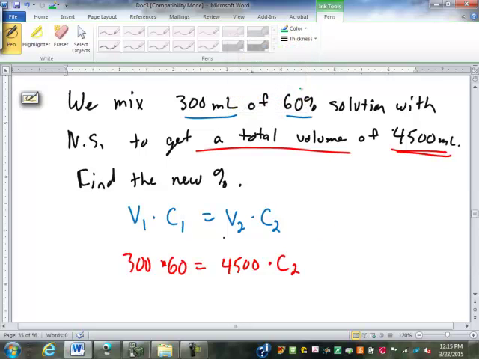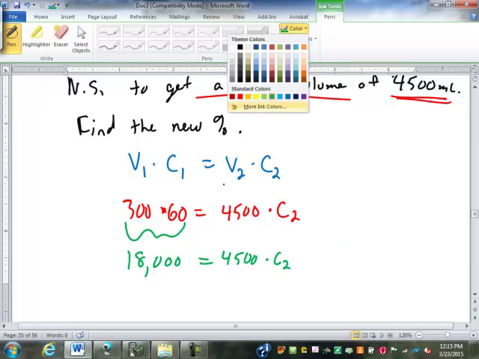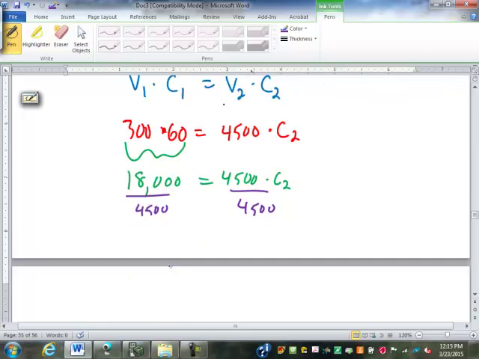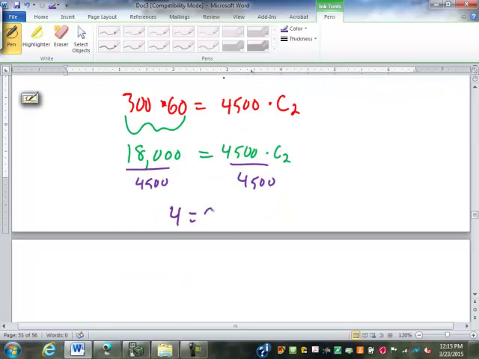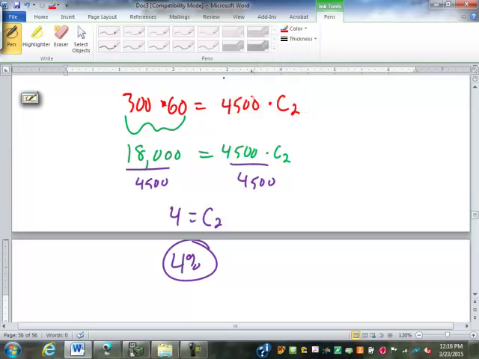So to solve, 300 times 60 is 18,000 equals 4,500 times C2. And we divide by 4,500, giving us 4 equals C2. So this is our concentration, so that is a 4% solution. This is what we get if we dilute that down to 4,500 milliliters.